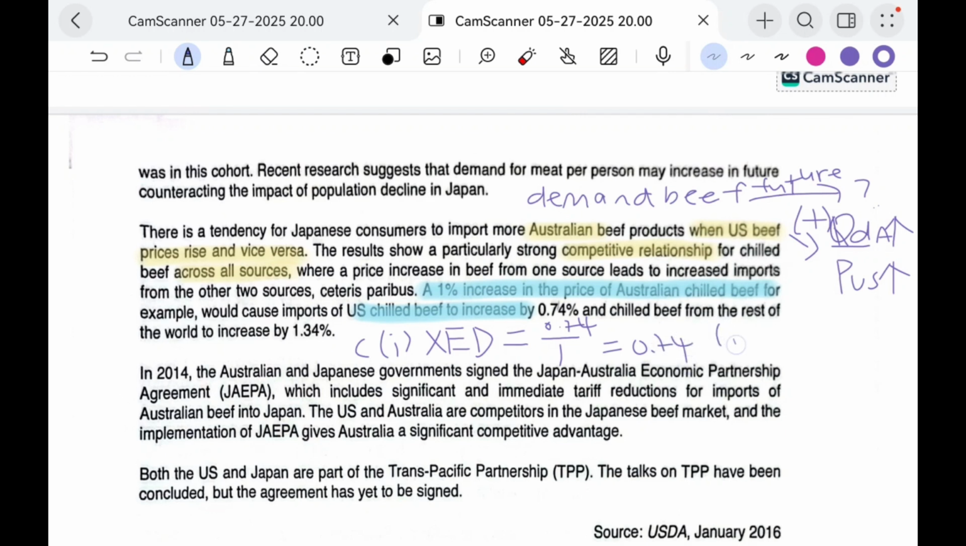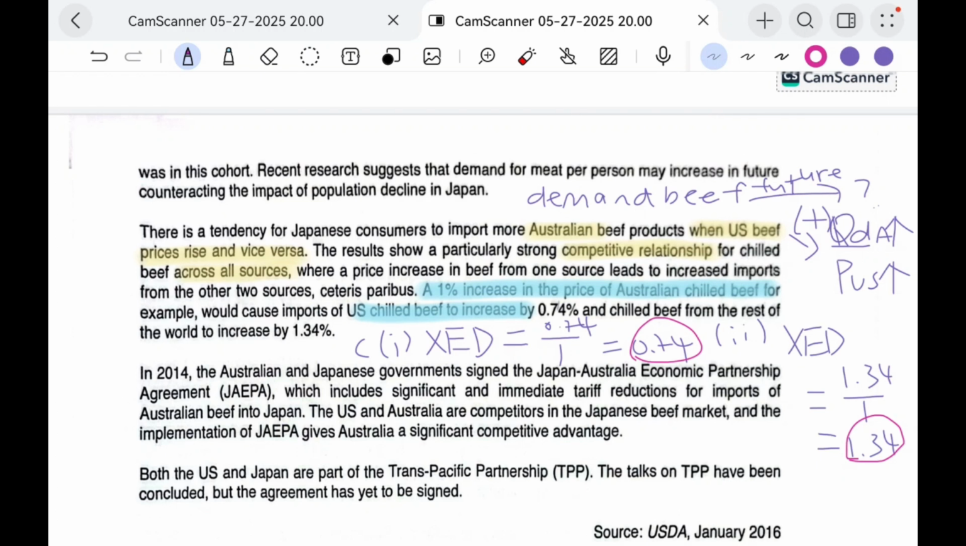Okay, then part 2, Australia and the rest of the world. So your XED will be, again because the price change is on Australia, then the chilled beef from the rest of the world is 1.34. So actually it's 1.34. So you see that these two XED value, 1.34 and 0.74, they are both positive, indicating a substitution relationship, but the magnitude is different.